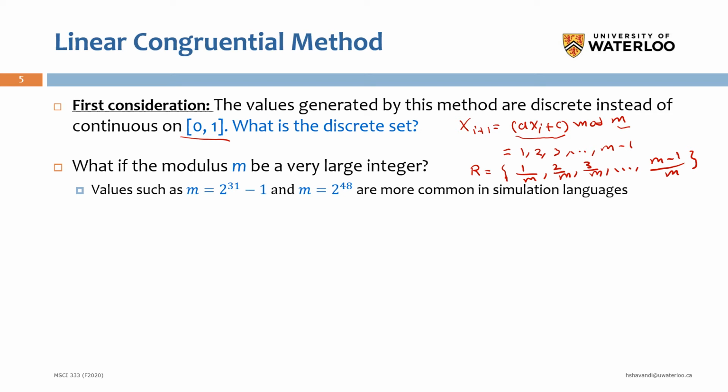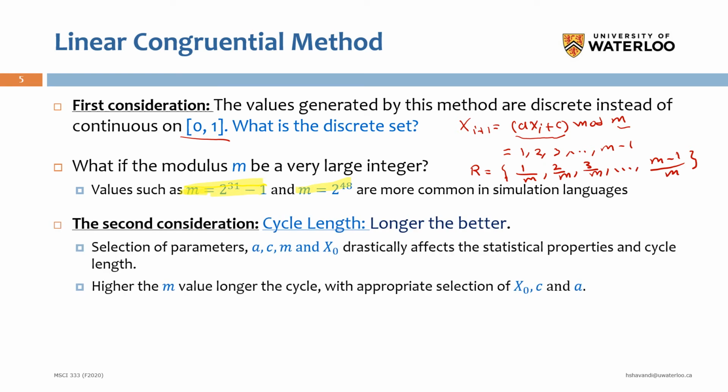So for example, we can assume that m could be 2 to the power of 31 minus 1, or 2 to the power of 48. These two numbers are very common in the simulation packages. The second consideration here is the cycle length. So we know that the longer the better, right?